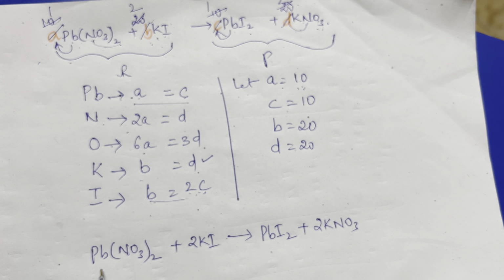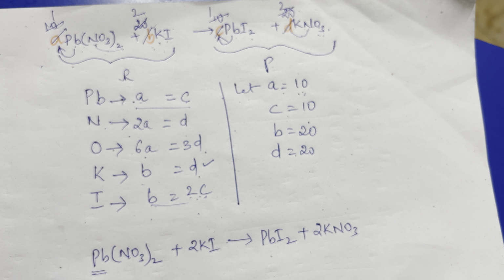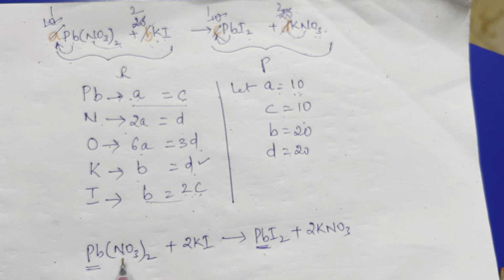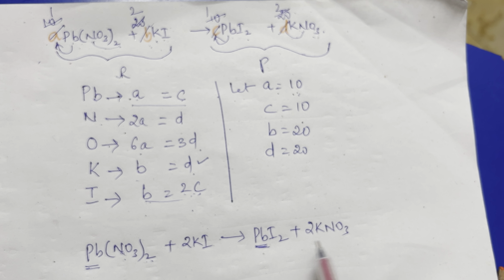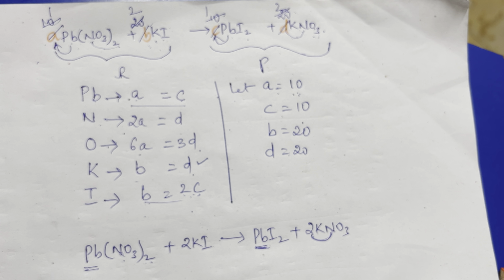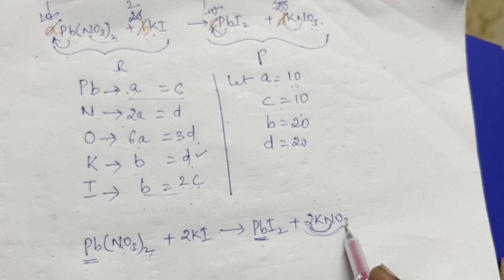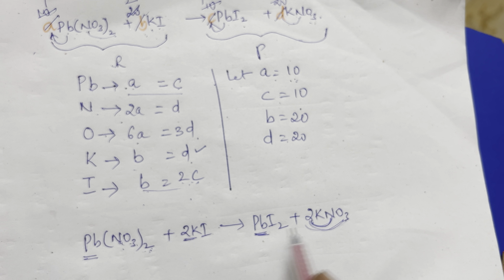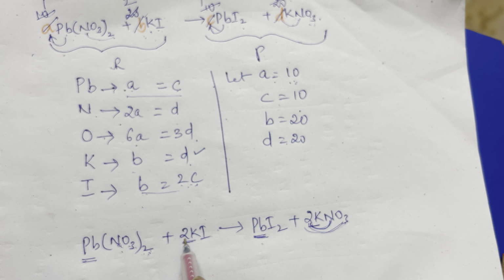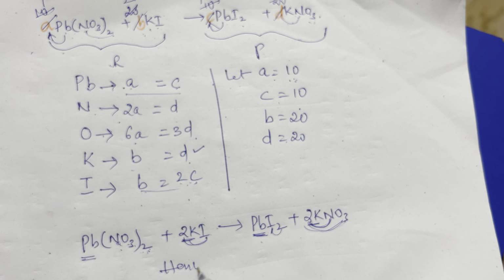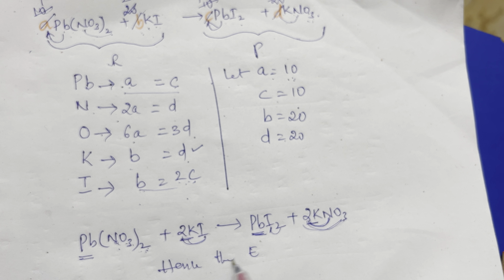Now you can check the balancing. This is one lead on this side and one lead on the other side. Similarly, 2 nitrogens here and 2 nitrogens here. In the same way, 3 twos are 6 oxygens and 2 threes are 6 oxygens. 2 potassiums and 2 potassiums, 2 iodines and 2 iodines. Hence, the equation is balanced.